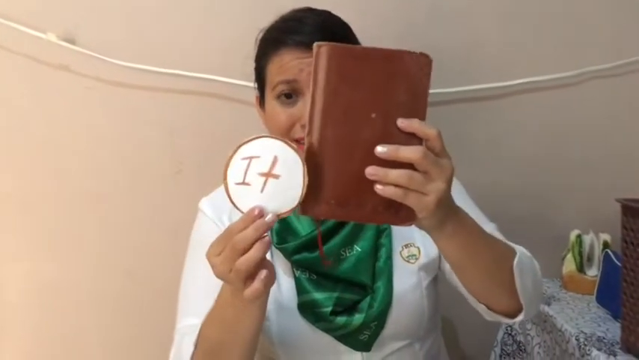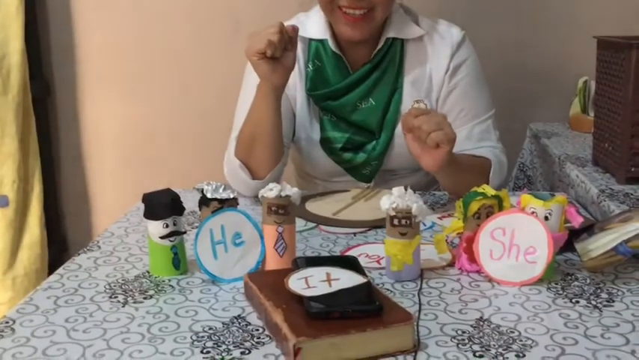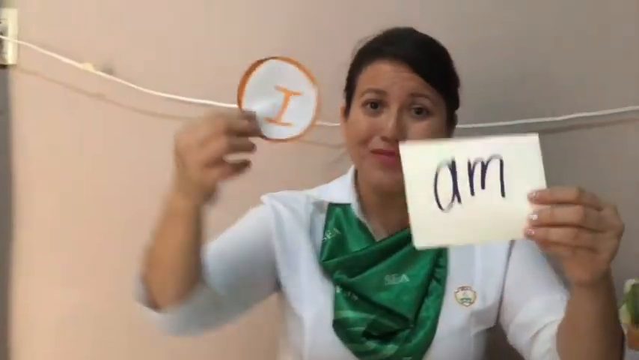The Bible is it. ¿Por qué? Porque it es para cualquier objeto que no sea una persona. ¿Ok? Very good. Excellent. Y I es para yo. Yo digo, yo soy Julie. I am Julie. I am. Yo soy Julie.